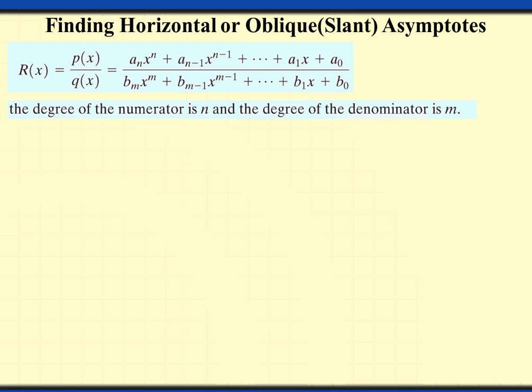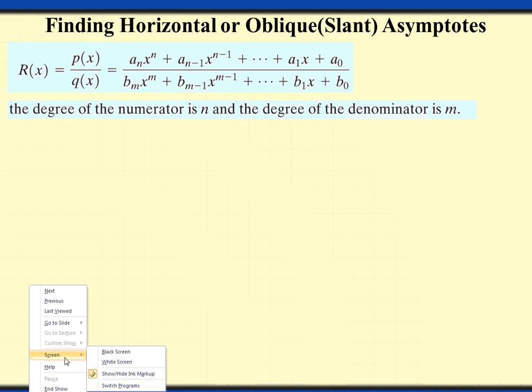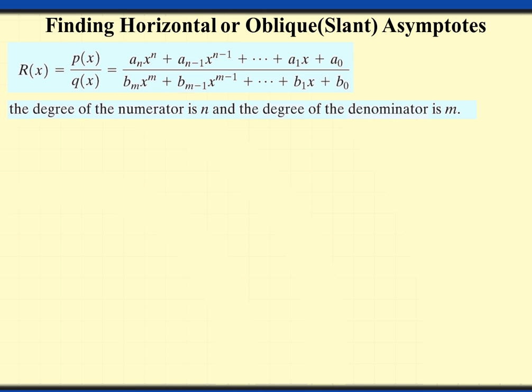Finding horizontal asymptotes is a little more of an issue. Well, I apologize for that. It's a little more of an issue, but it's still not difficult.